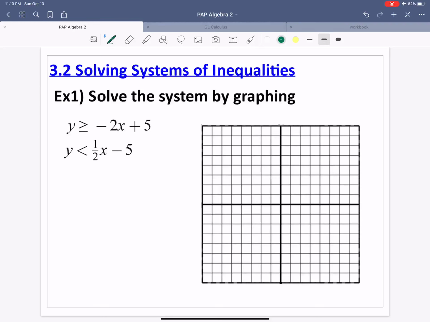Our topic for today is on solving systems of linear inequalities, I should say. If you're in my class currently, this is section 3.2 from our textbook.